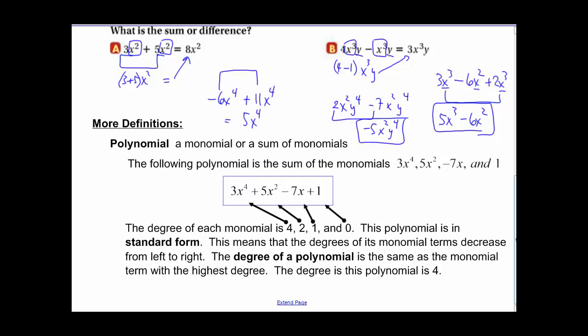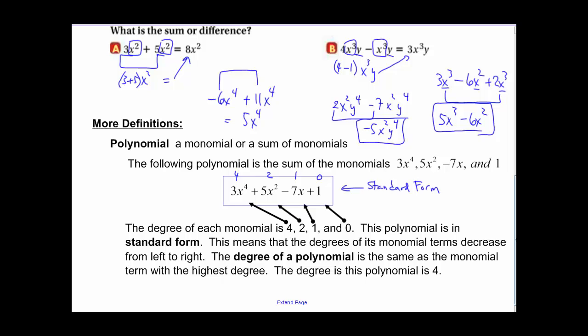So the first one we look at, the degree of this monomial is 4. We know that this one is 2, this one is 1, and this one is 0. If you notice, it goes from 4, 2, 1, and 0. This is actually also in standard form. We usually write polynomials going from highest to lowest degree.